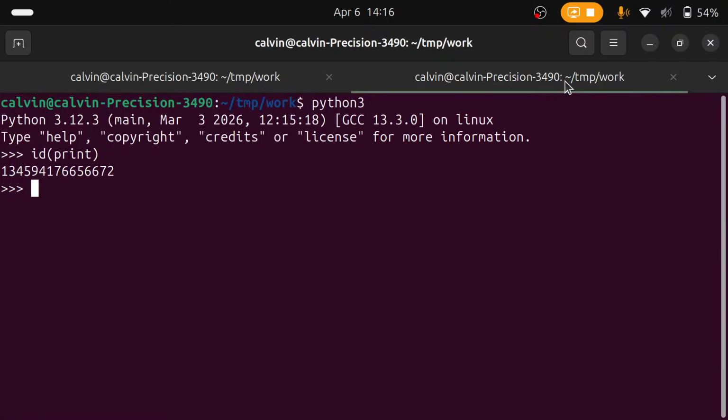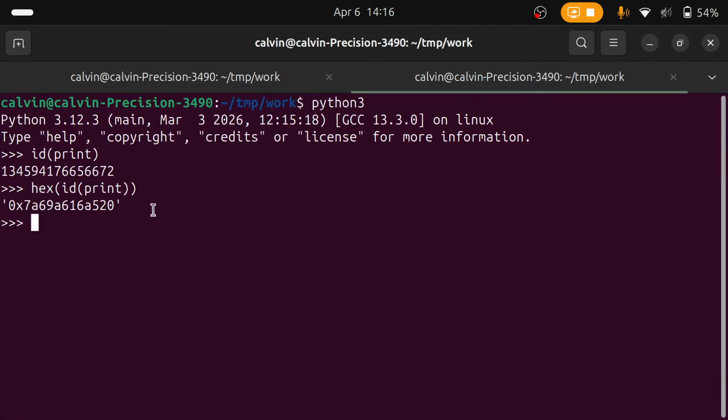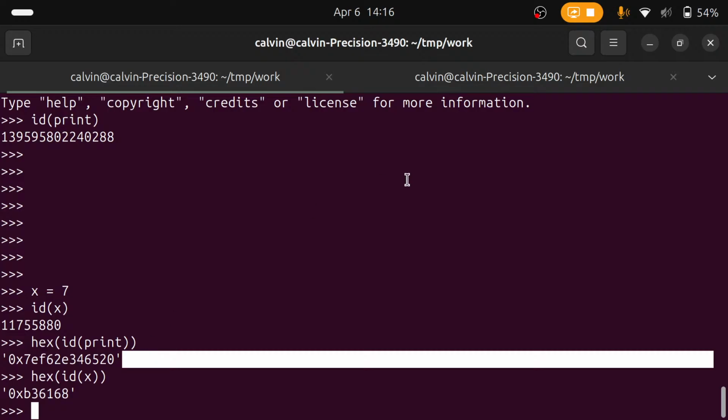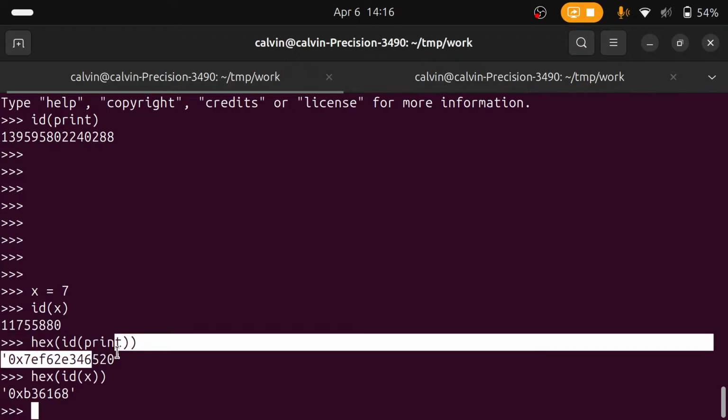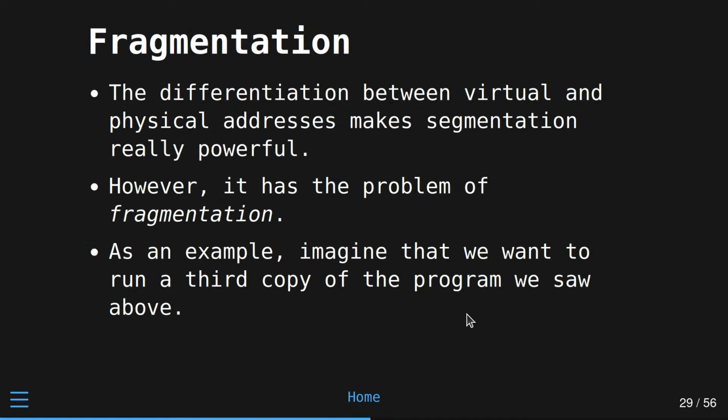Let's see, what happens if I hex ID print over here? Right. So perhaps this 520 is like in some way referring to some same distance internally from something. So I think you have, are they both A520? No. I'm guessing print is 520 bytes from something, perhaps the start of its library or something like that. Okay.